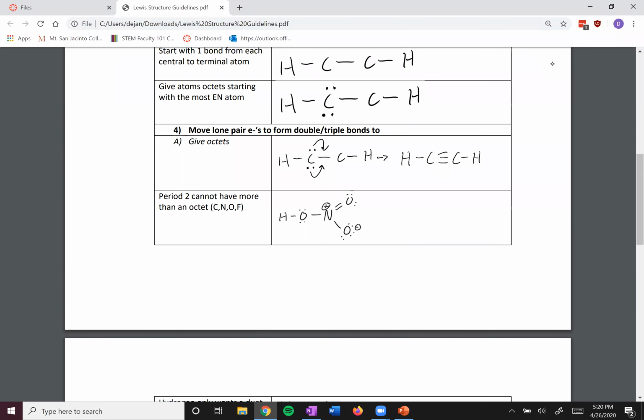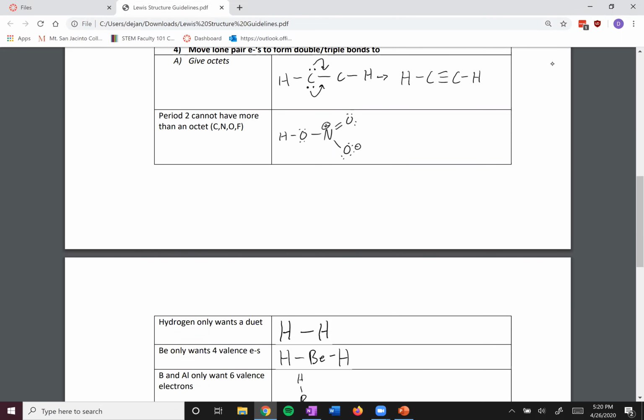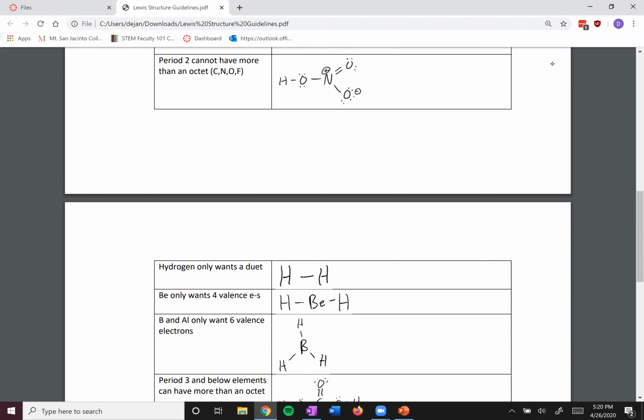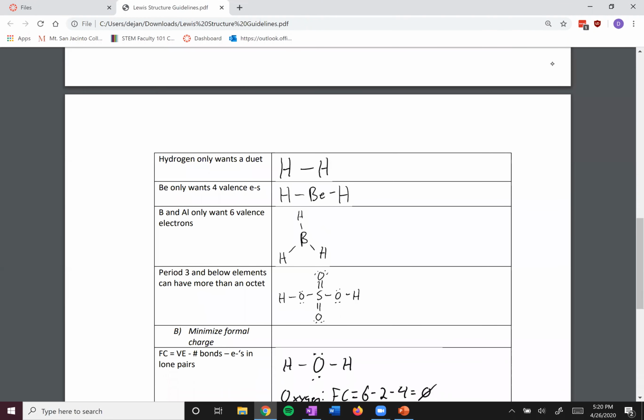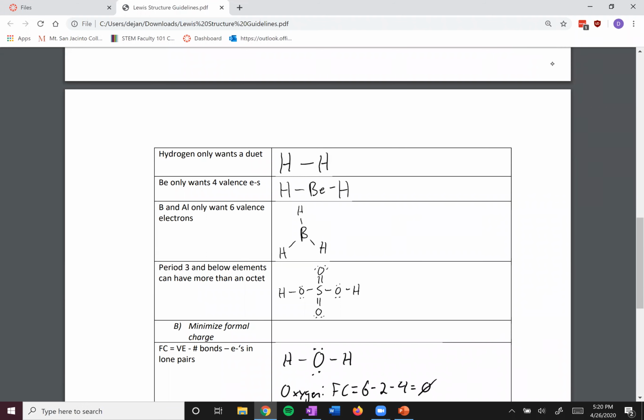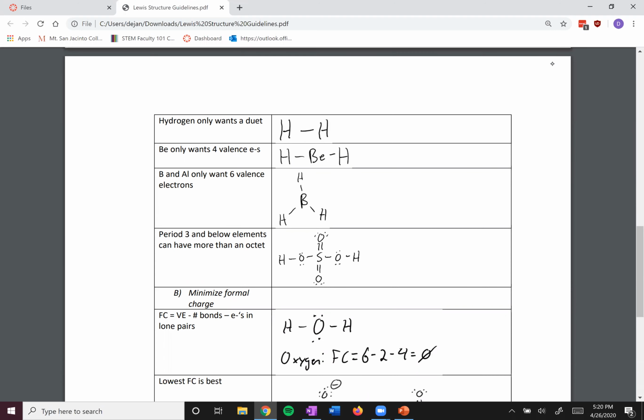Remember, period 2 cannot have more than an octet, so carbon, nitrogen, oxygen, fluorine cannot have more than 8 valence electrons. Remember, hydrogen only wants 2. Beryllium only wants 2 bonds or 4 valence electrons. Boron and aluminum want 6 valence electrons or 3 bonds. And then anything period 3 and below can break the octet rule.